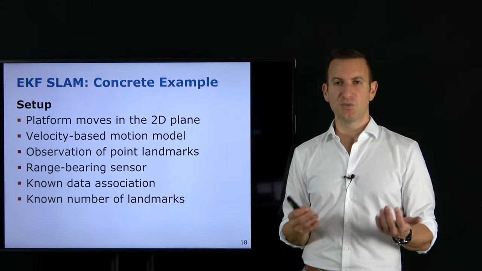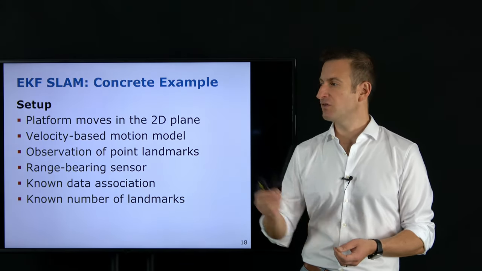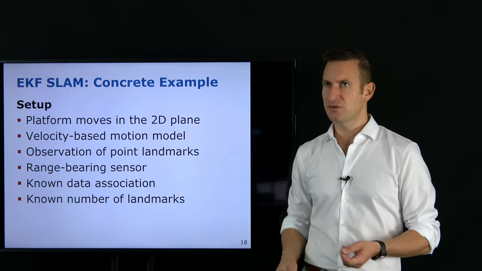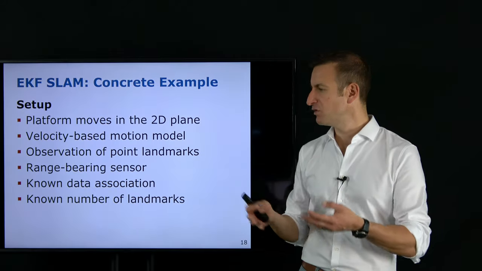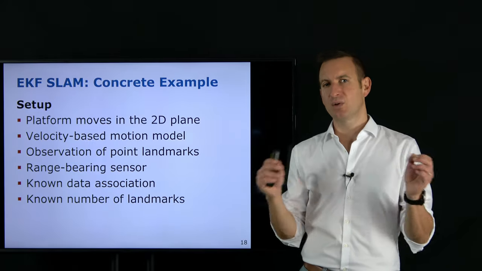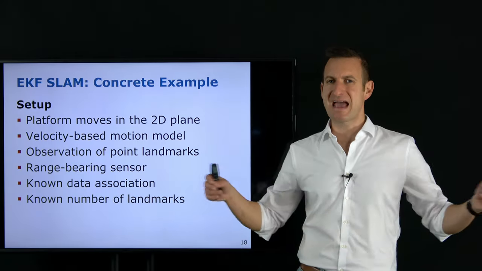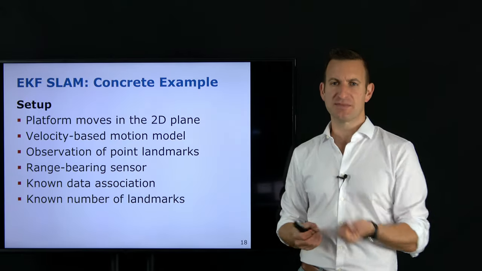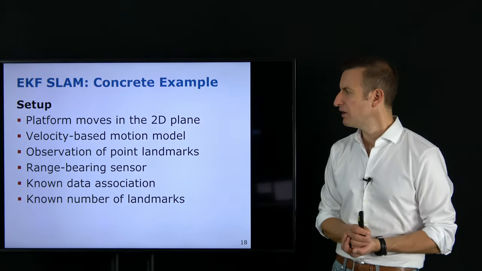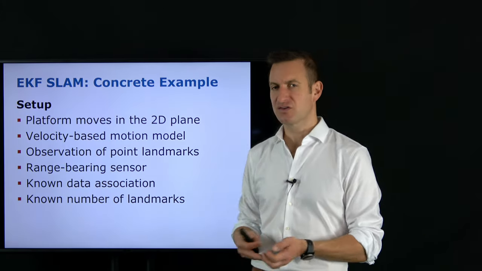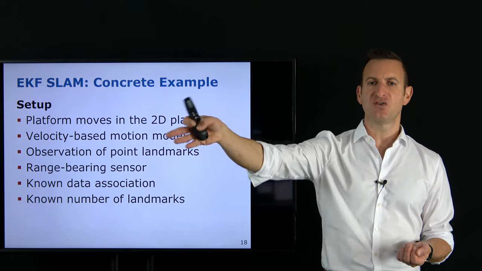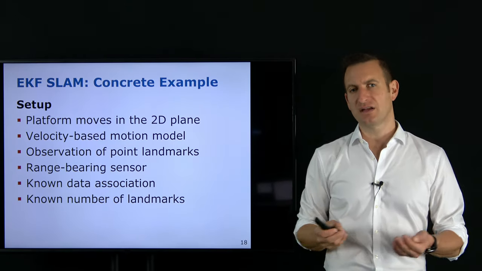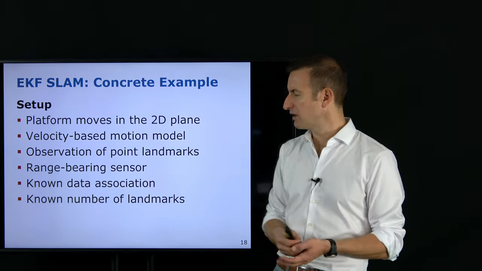We assume to have point landmarks in the environment, so individual points that we can observe. That could be, let's say, corners as you move through the environment, or door frames, whatever it is, but basically point landmarks. So not lines or large extended objects, we just measure points. This is our assumption here. And we assume a range-bearing sensor, something which tells us, say, 30 degrees to the right and 5 meters away there is the point that you want to observe. That's basically what our sensor tells me.